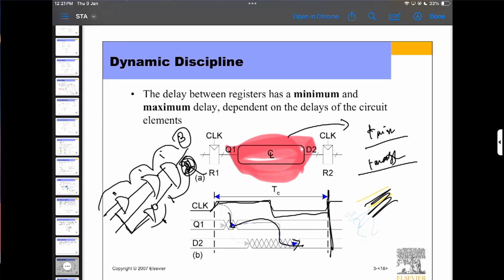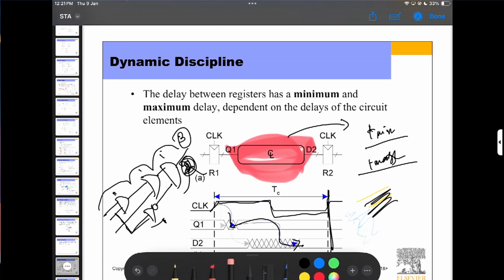So I give one example. Here is one, and here also 1 plus 1, so it requires 2 nanosecond, but here it is 3 nanosecond. So we always take the maximum delay, so that it fulfills the circuit operation. Otherwise, if we take one here and one here, the total is 2 nanosecond.